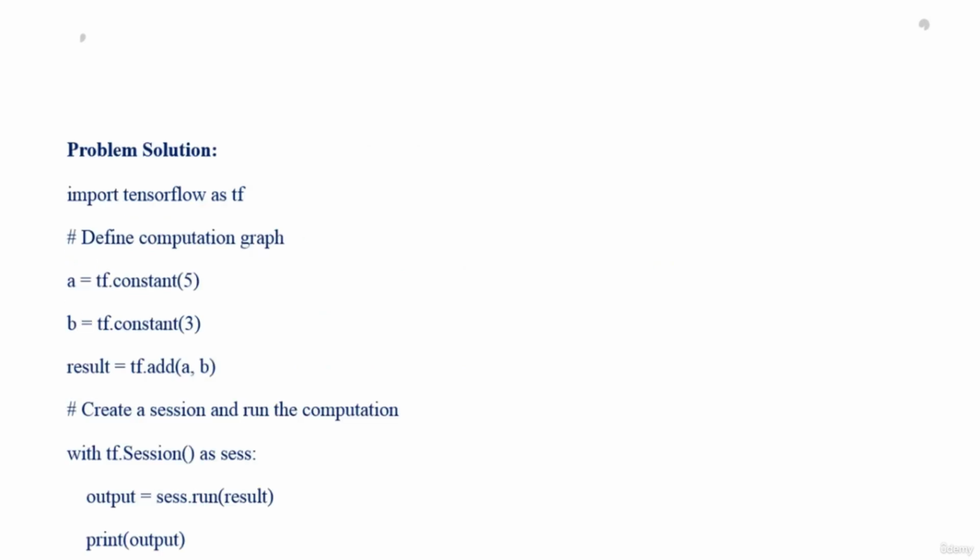Algorithm. Define computation graph. Create and run session. Print results. How code is working. The code defines a simple computation, addition of two constants, and runs it in a TensorFlow session. The result is computed and printed, showing how TensorFlow executes operations in its computation graph.